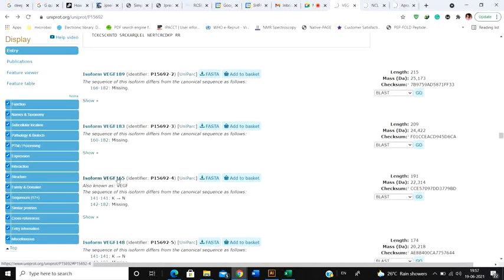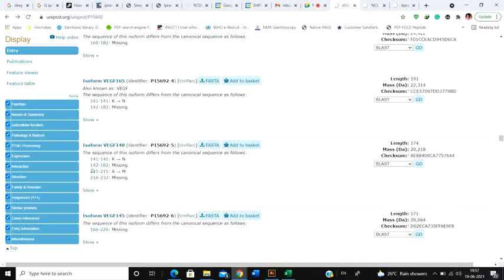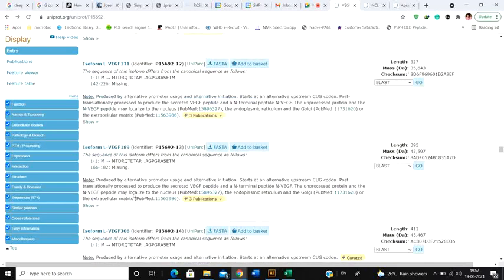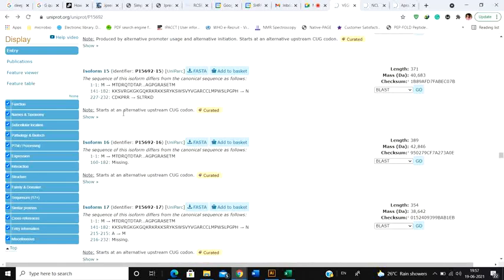Whereas in the isoform VJ165, this entire stretch is missing, from 140 to 182, and the 141st lysine is mutated to asparagine. The N stands for asparagine, so it has been mutated from lysine to asparagine. Again, in this other isoform, a similar kind of mutation, lysine to asparagine, and the 215th alanine is mutated to methionine, whereas these two segments are missing. So like that you get to see all the other isoforms of your protein.